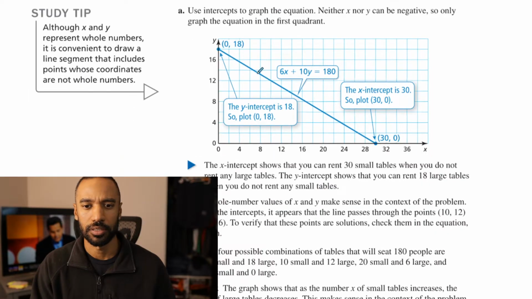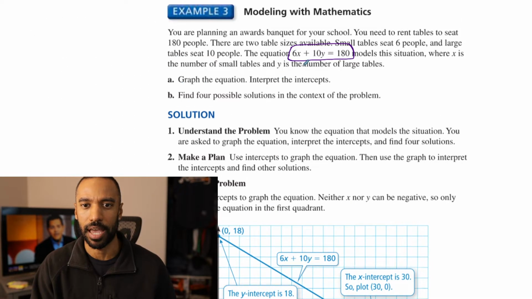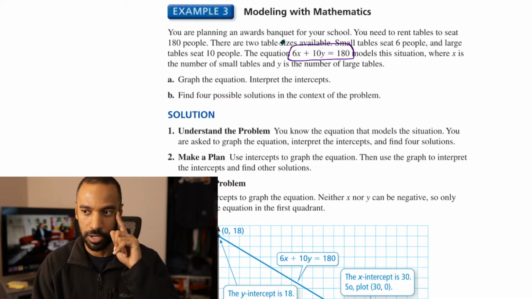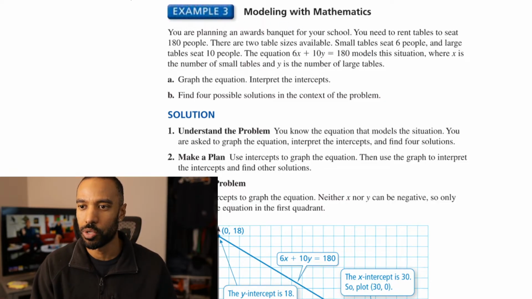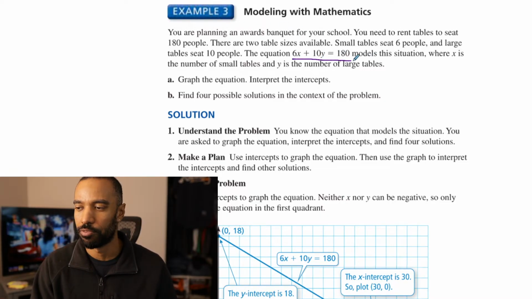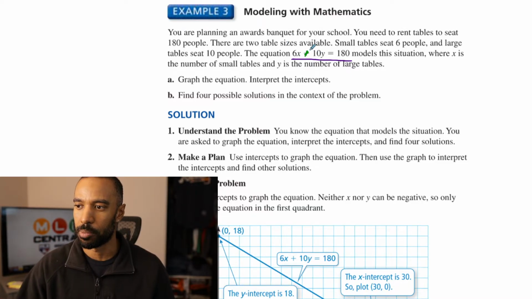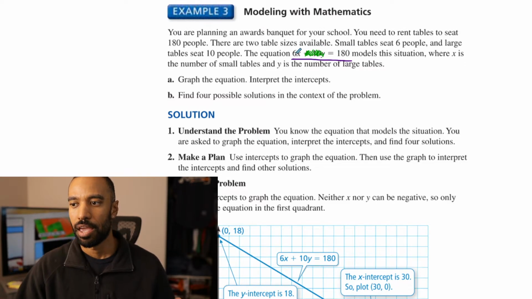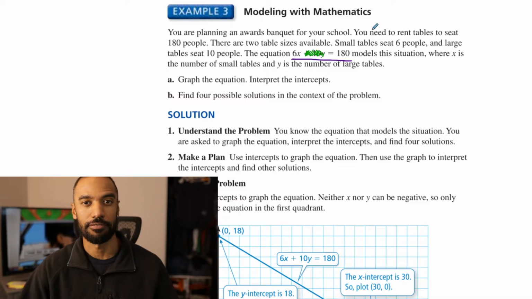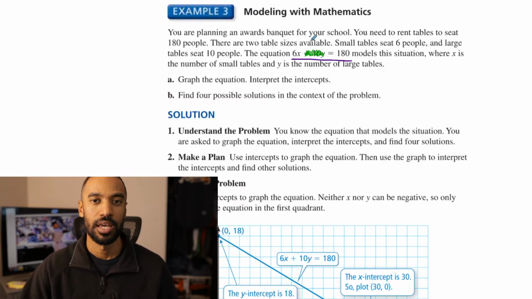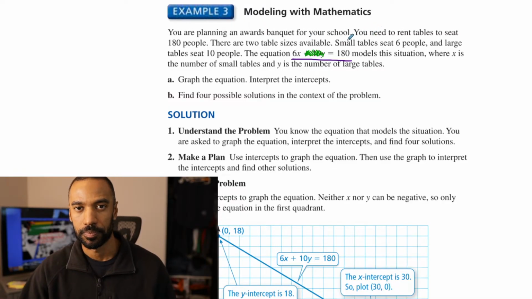They're not showing much of the work, so I'm going to do it very basically right here and mentally, if that's okay. You have this equation right here. For the x-intercept, I'm going to set y equal to 0. When I set y equal to 0, that means that this term goes away. My equation now just says 6x equals 180. If I divide both sides by 6, I'll have found the x-intercept in this situation. 180 divided by 6 is 30.